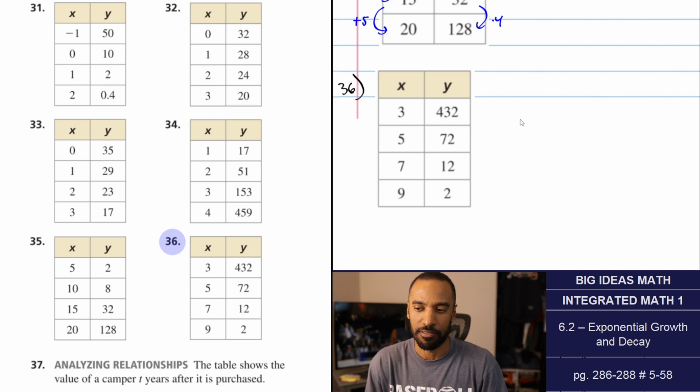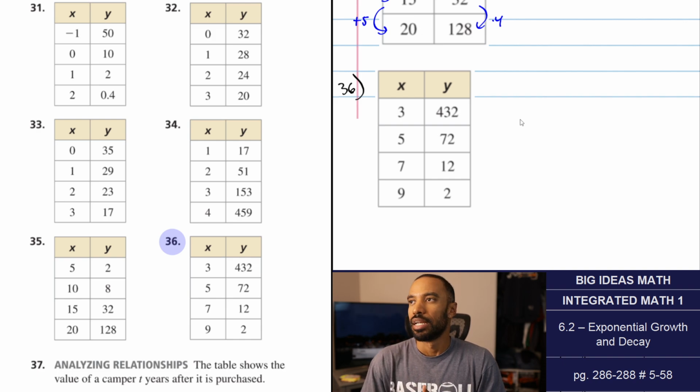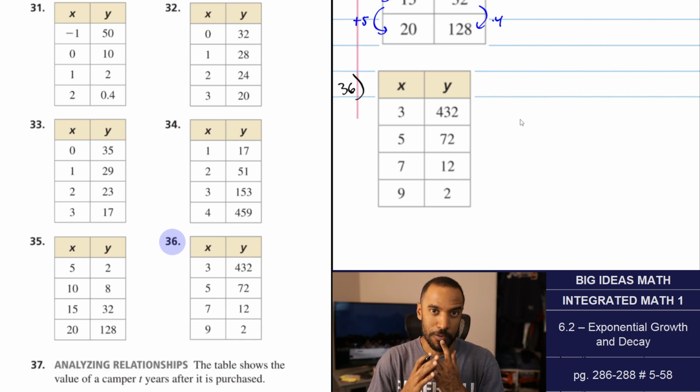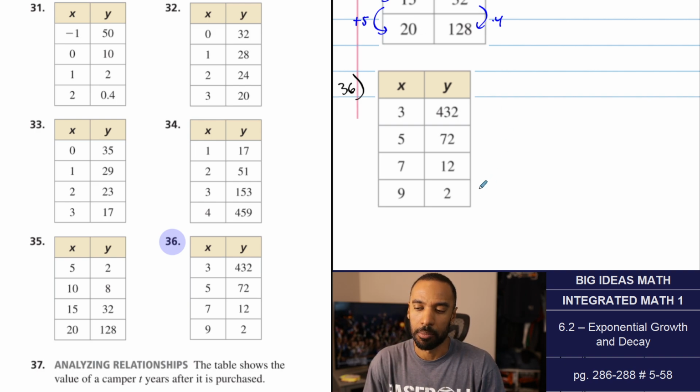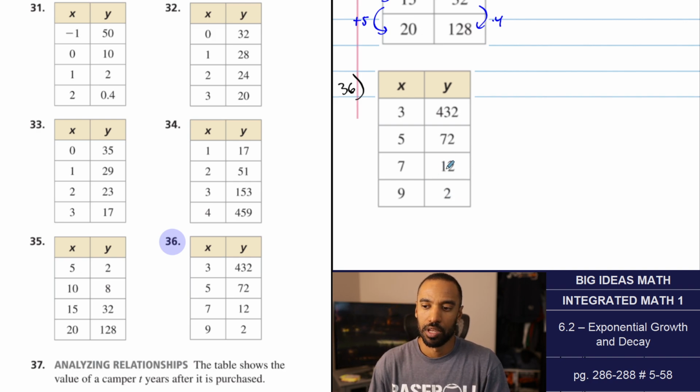432 divided by what is 72? You might say, oh, gee, I don't know. Now, you could do 72 over 432 to figure it out, but those are still massive numbers. Even I might be at pause for that. So what I'd rather do is look to the smaller numbers wherever I can. 12 and 2. 12 divided by 6 is 2. I think we all know that.